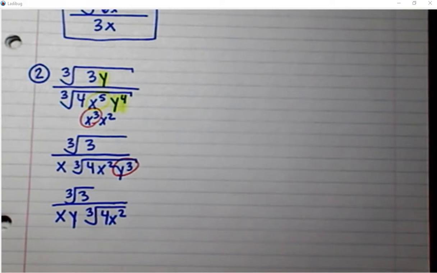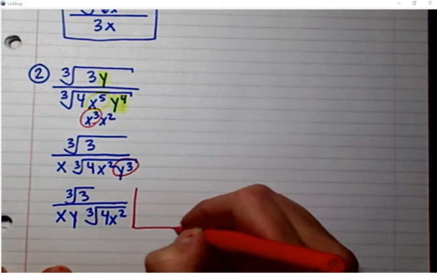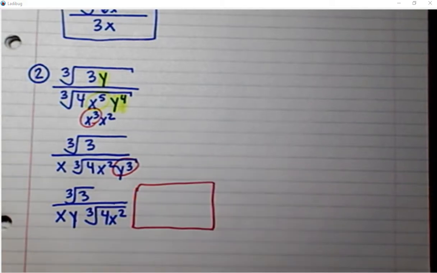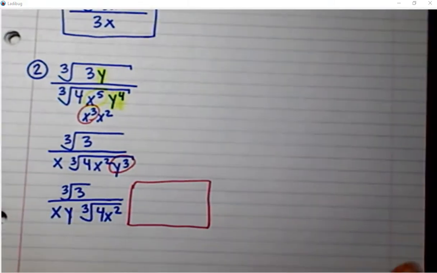I've done my simplification, but I still have a radical left. So now I rationalize, right? First you simplify, then you rationalize. That's when I'm going to do my little factor tree to make sure I can find the perfect cubes.